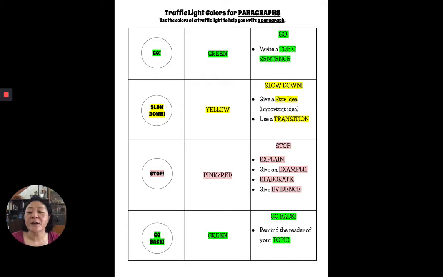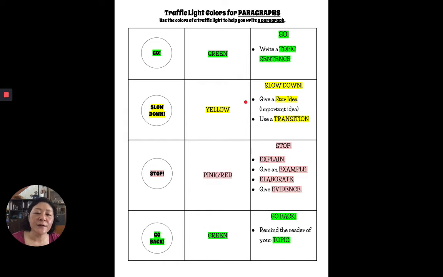So here are the colors of the traffic light that we will use for paragraphs when you are doing Step Up to Writing. So, green, go. This is the beginning. So the color is green, and you will go write a topic sentence. After green is slow down, which is yellow. And slow down means give a star idea.